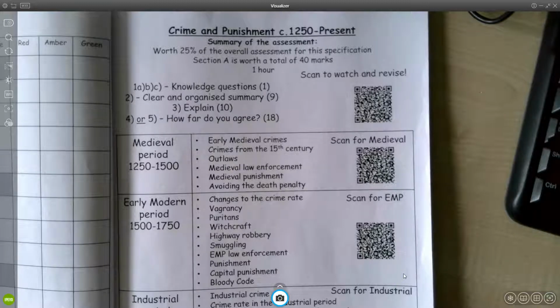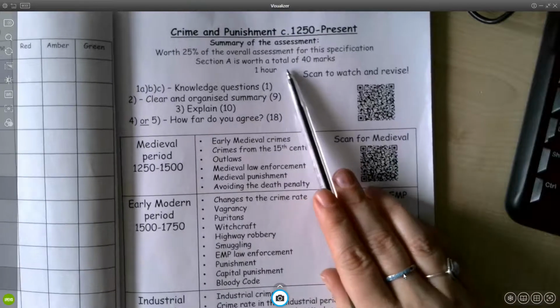Crime and Punishment is the first assessment or exam that you will sit after half term, and it's worth 25% of your overall GCSE grade. It is worth a total of 40 marks, and you will sit this paper for 1 hour.